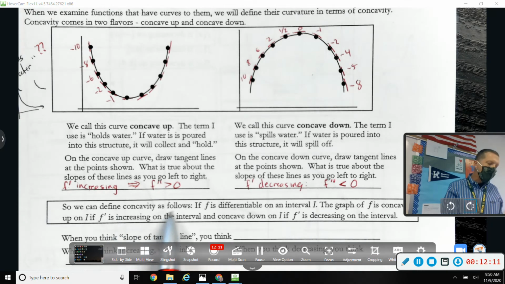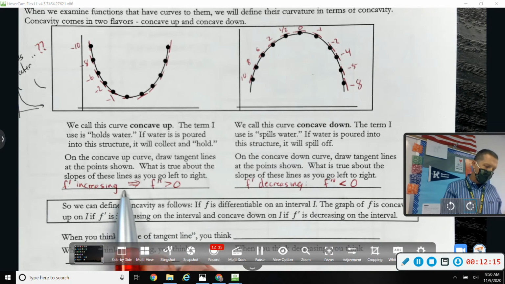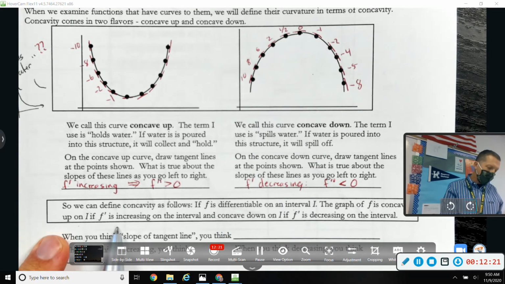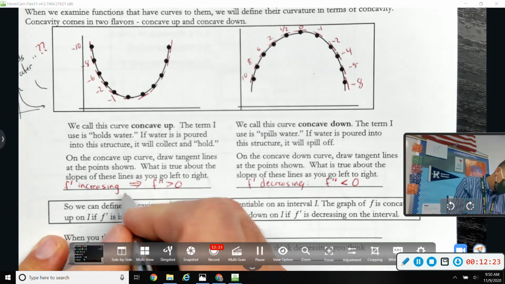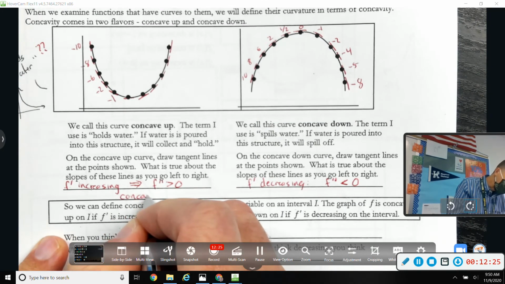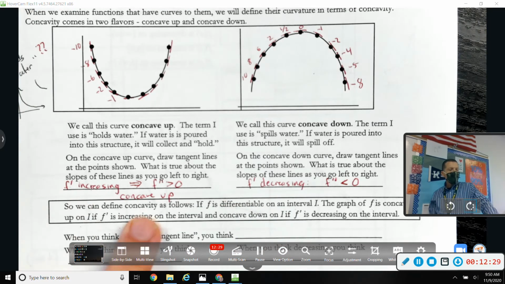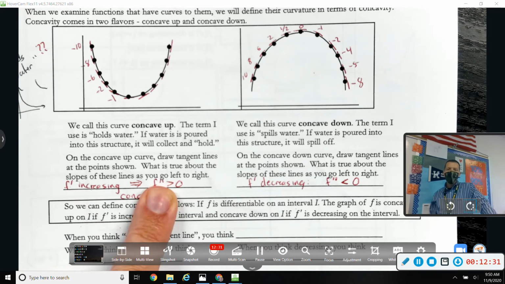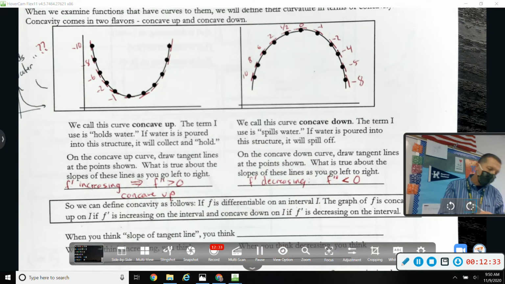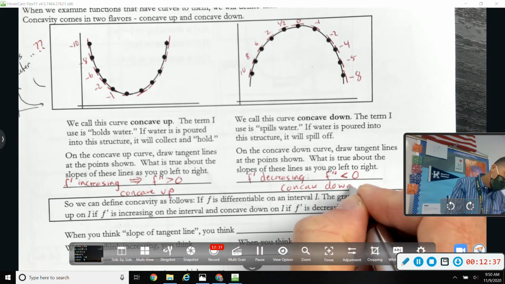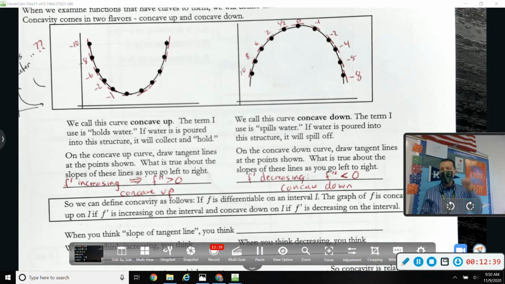So here's one way to define concavity, which is what we just said here. If f is differentiable, the graph of f is concave up if f prime is increasing. Maybe we should add that to our little list here just to tie it all together. If f prime is increasing, it's concave up, the second derivative is positive. If f prime is decreasing, it's concave down, and the second derivative is negative.